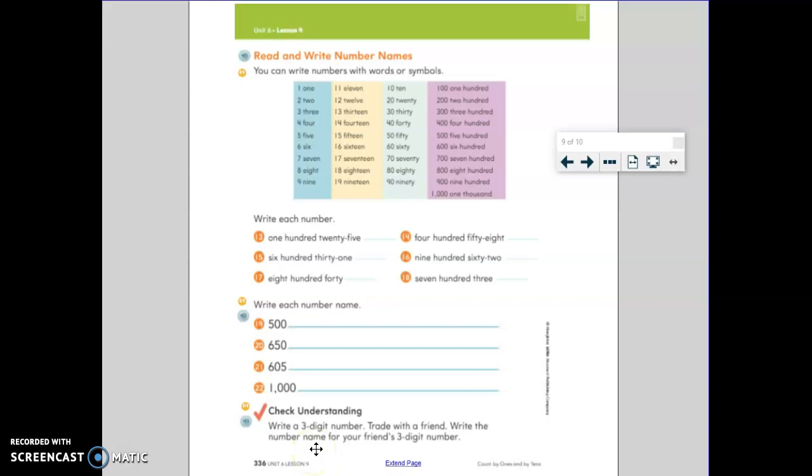Down at the bottom, check for understanding says write a 3-digit number. Trade with a friend, write the number name for your friend's 3-digit number. You can simply do this one with mom or dad. If you want to do this one on Seesaw, you can pick a 3-digit number and you can show on Seesaw how you write the number name for the 3-digit number. So again, 335 and 336 in your workbook today.